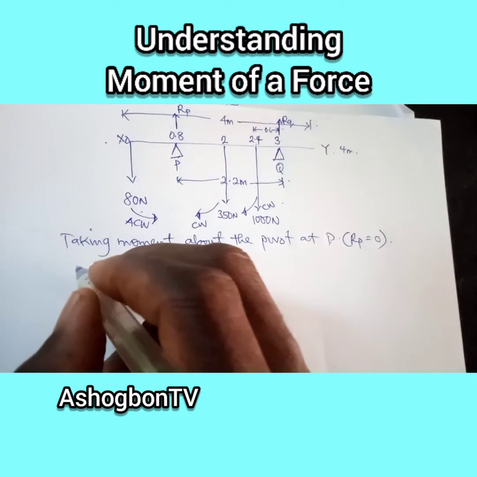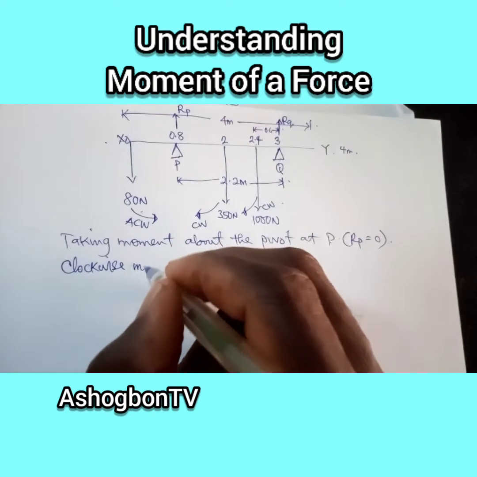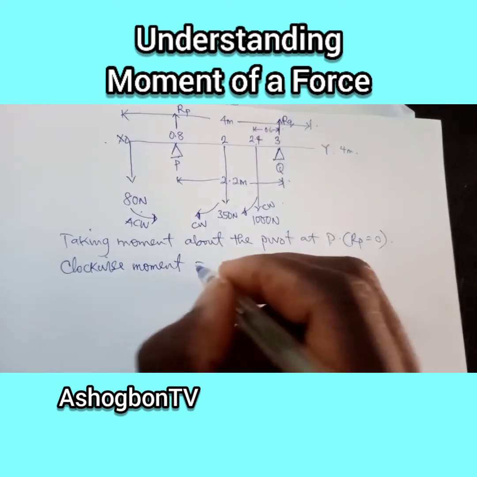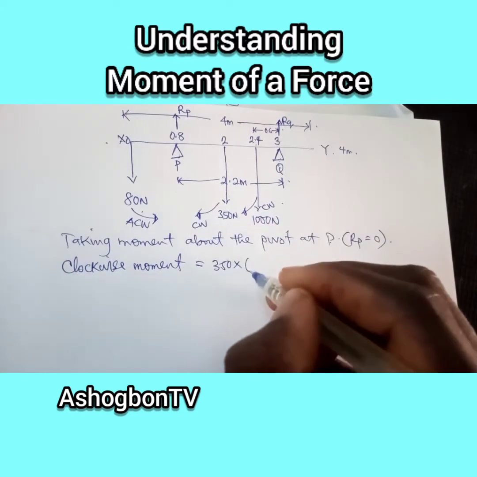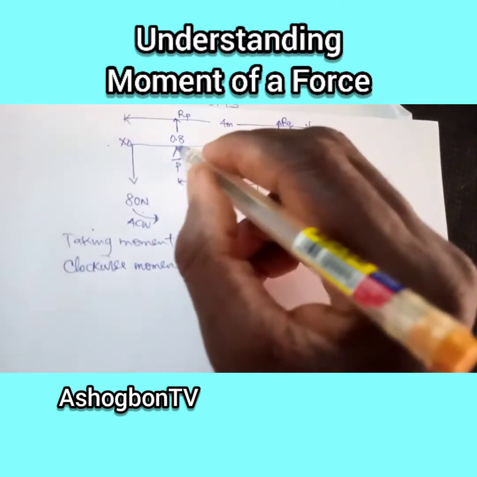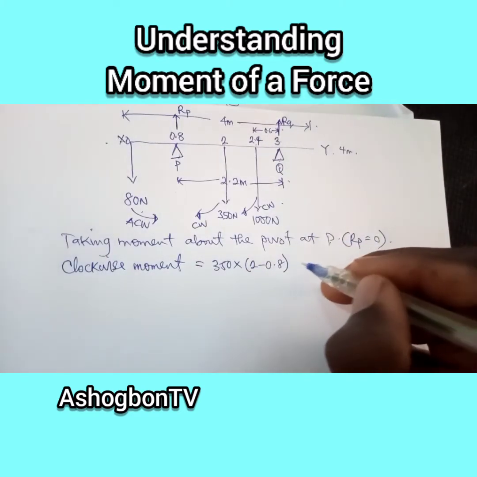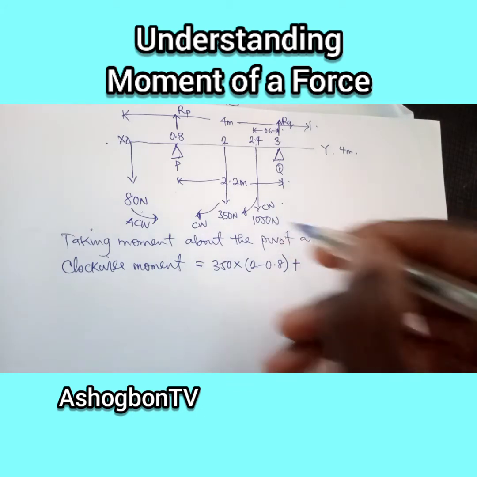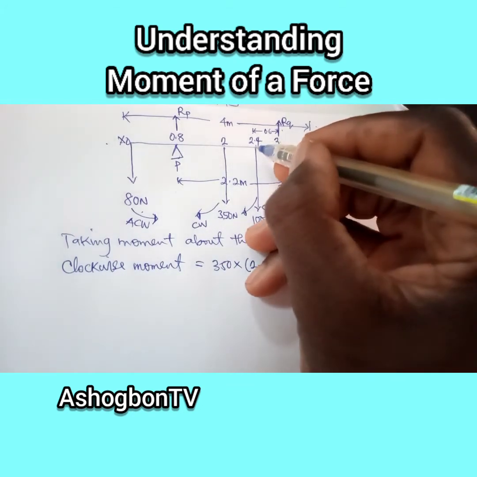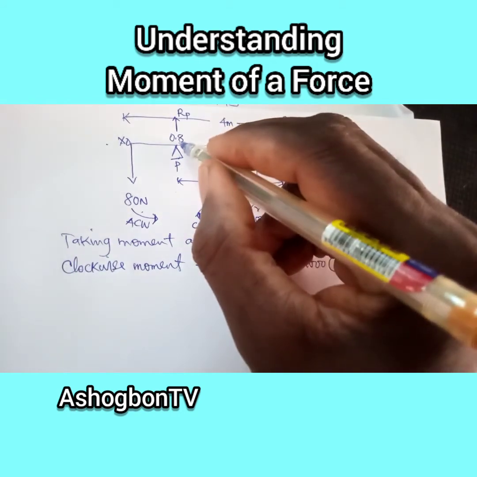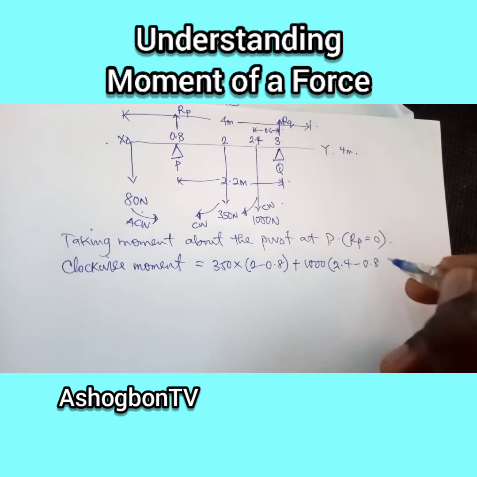So we go clockwise. Our clockwise moment will be equal to what? It is going to be 350 times, look at the point, this is where you are taking moment from, so it's going to be 2 minus 0.8. Then the other one, clockwise, you have 1000, what's the point of 1000? It's 2.4. Where you are taking moment from is 0.8. So you have 2.4 minus 0.8.